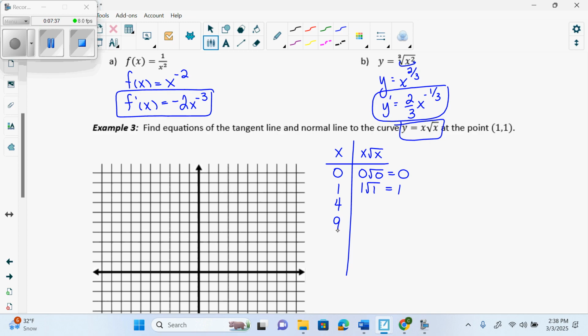You can do decimals in between if you want. So if we go to sketch it, we're going to get 4 times root 4, which is 8. And then we're going to get 9 times root 9, which is 27, which is too big, unless we change our scale, which I don't feel like doing. So we have 0, 0, 1, 1, and then 4, 8. So it's looking something like this.